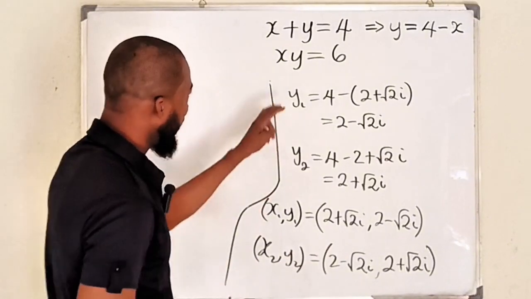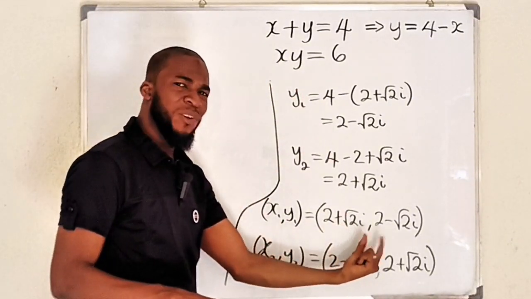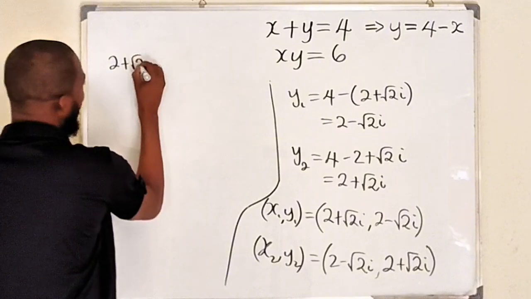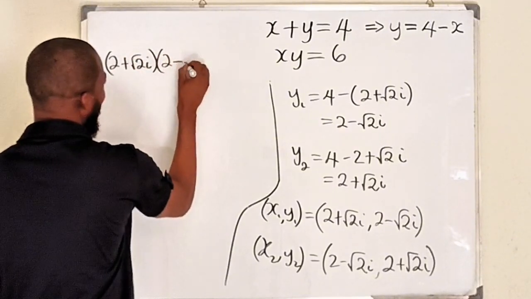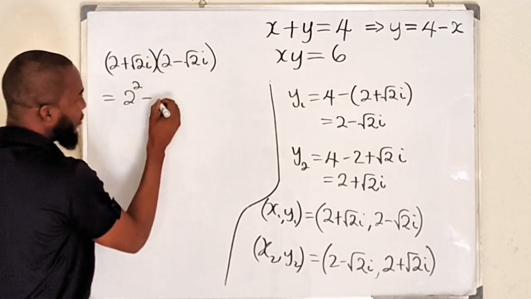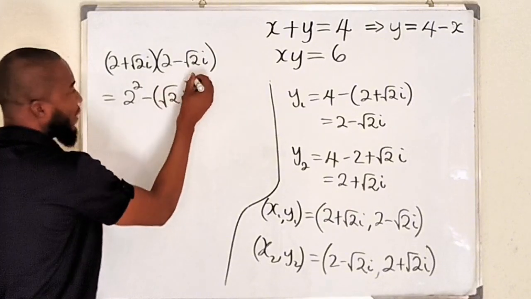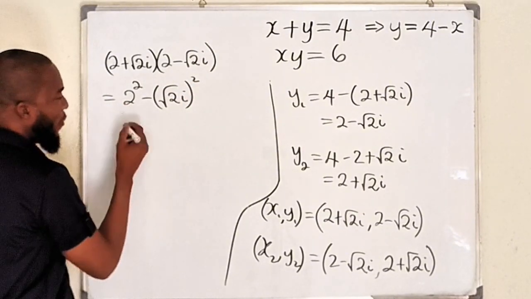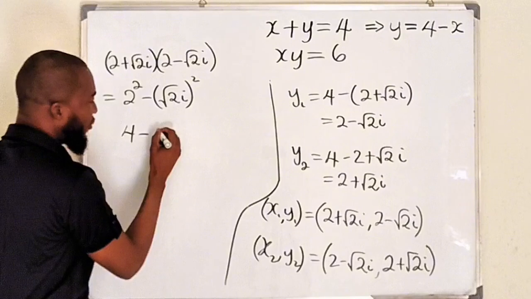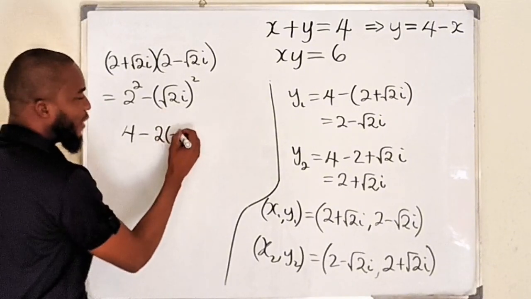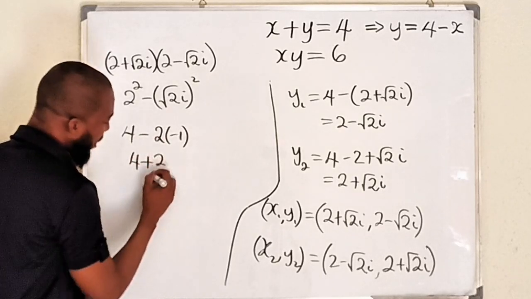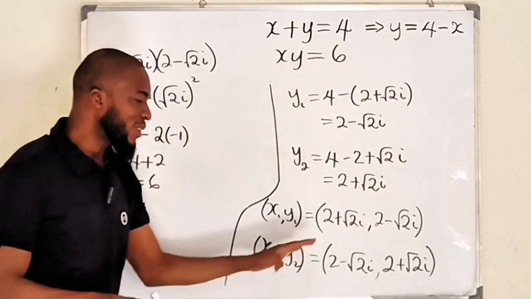But for the product, if you decide to multiply x by y, you see they are nothing but a difference of 2 squares in each case. So let us just test one. 2 plus root 2i times 2 minus root 2i. Difference of 2 squares: you take the first one, you square that, you subtract, you take the second one, you also square that. Pay attention, this is 4 minus square root of 2i squared. Power of 2 will cancel the square root, leaving 2. Then i squared is what? Negative 1. So the negative and the negative will transform it to positive. So you have 4 plus 2, which is indeed equal to 6. So it's satisfied.